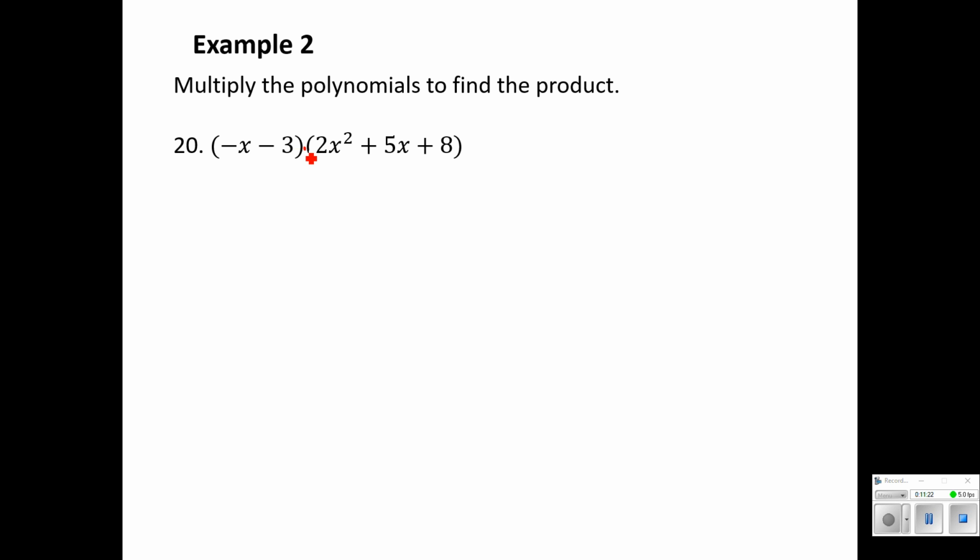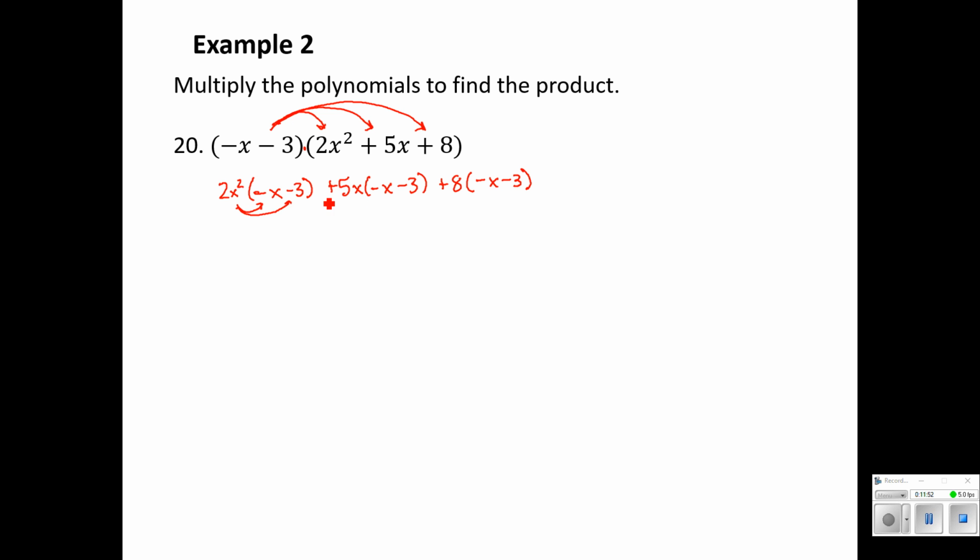So in this case, we do have multiplication, so we want to use that distributive property. So I've got 2x squared times that first quantity. I'm going to distribute this entire quantity. So I've got 2x squared times negative x minus 3, plus 5x times negative x minus 3, plus 8 times negative x minus 3. And we just want to be very methodical here, make sure we're accounting for everything.